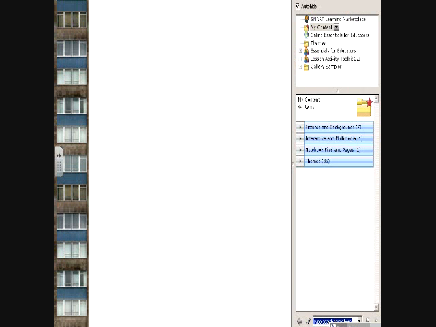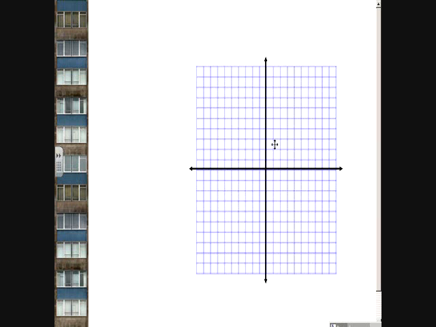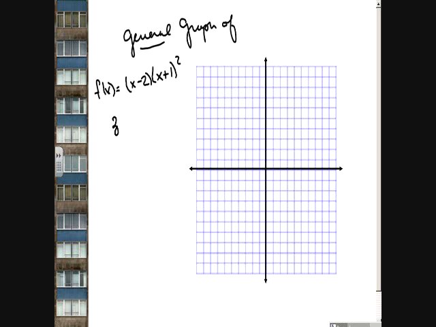So I'm just going to do general here. Okay. So let's say we have, I'm going to make this a general example. I'm not going to go through and plot all the points of, let's say, f of x is equal to x minus 2 times x plus 1 squared. Okay, so I have zeros at 2 and -1. General shape is going to be like this.